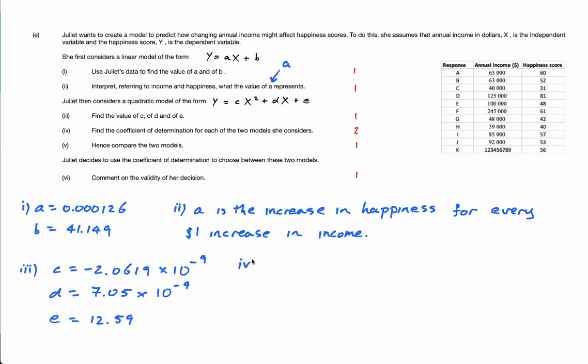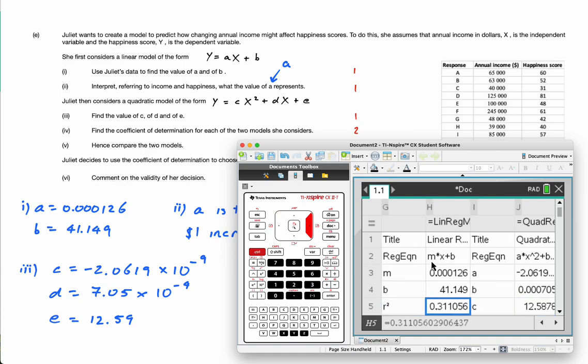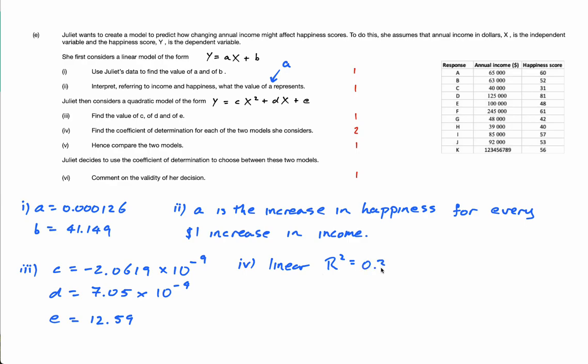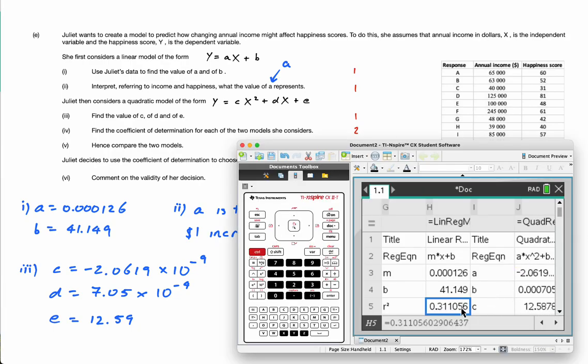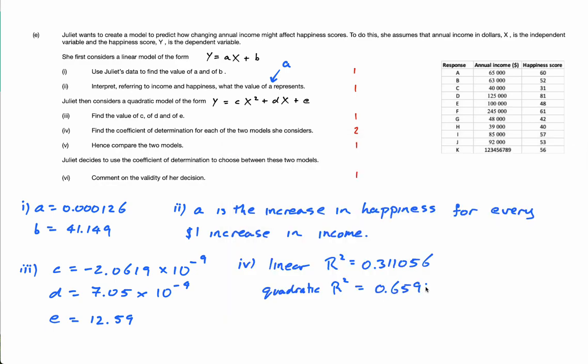Part 4. Find the coefficient of determination for each of the 2 models she considered. Right, guys. The coefficient of determination is R squared. So for the linear, R squared equals, it's this one here, this is my linear, and my R squared is this guy, 0.311056. And my quadratic R squared is not that one, just be careful guys, it is this one, 0.659146.